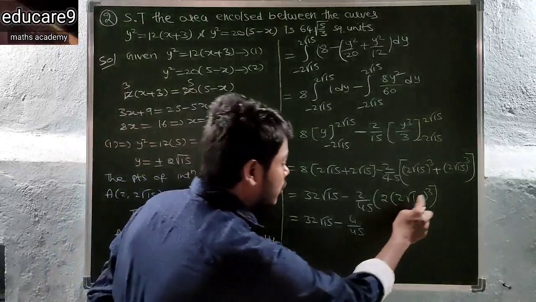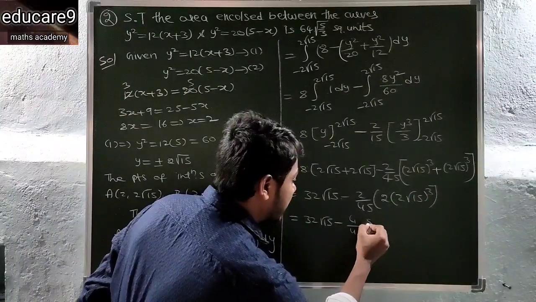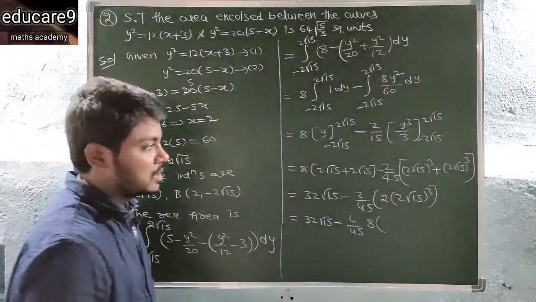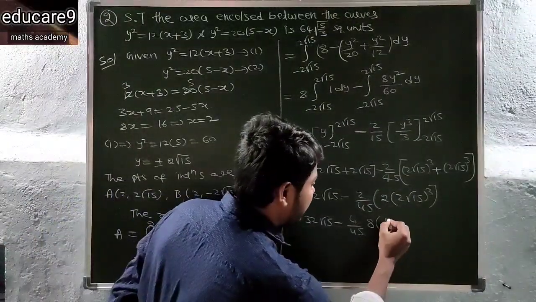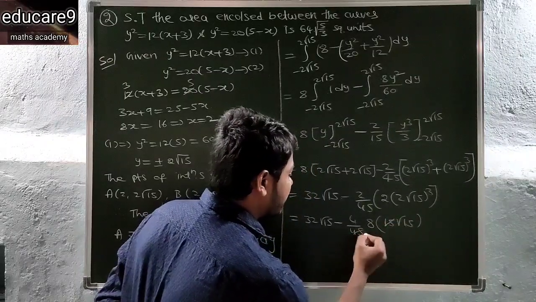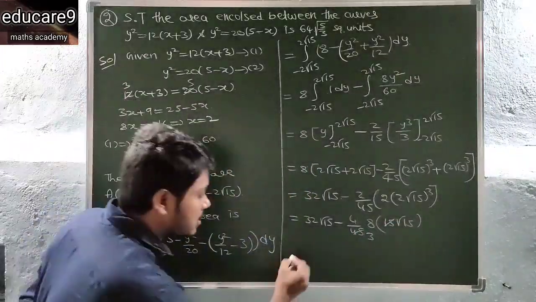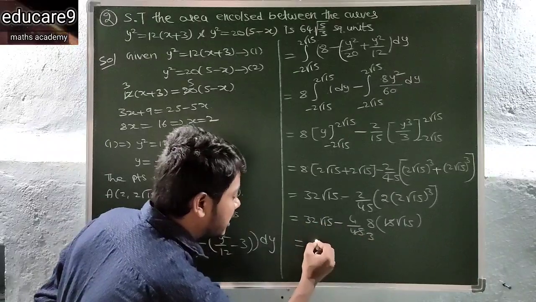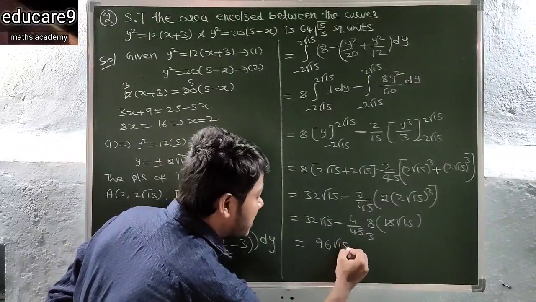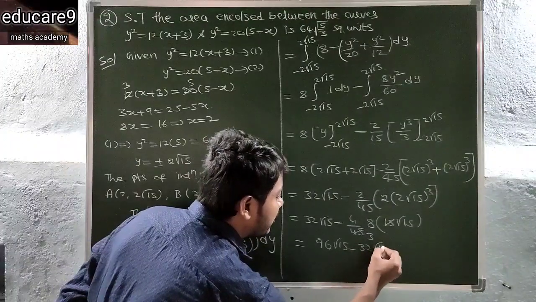This is 2 cube, 8. So root 15 whole cube, so clearly that is 15 root 15. So 15 1 ja, 15 3 ja. So clearly this is 3 into 32, that is 96 root 15 minus 32 root 15.